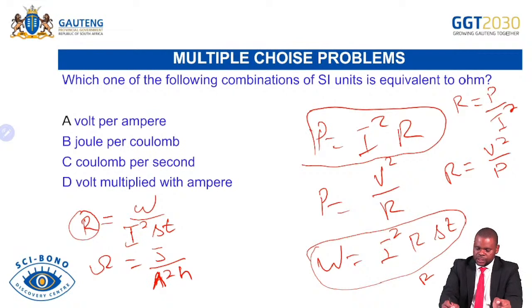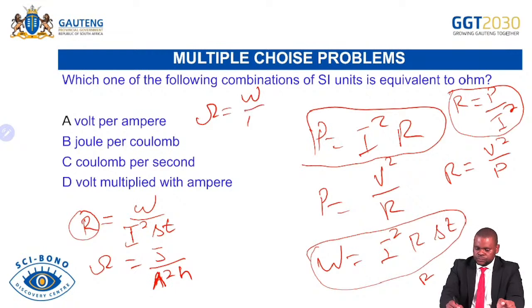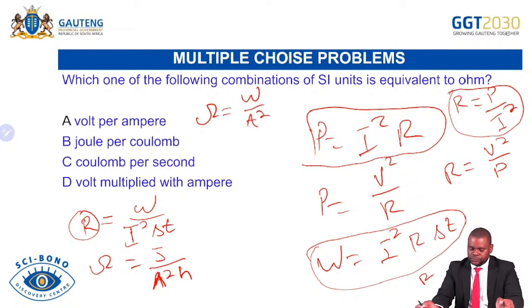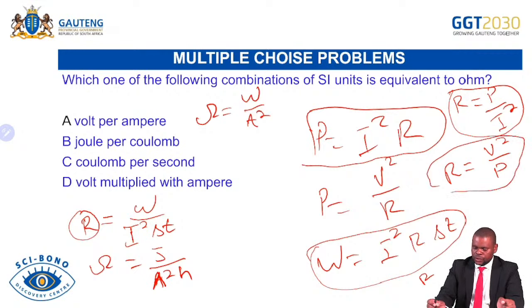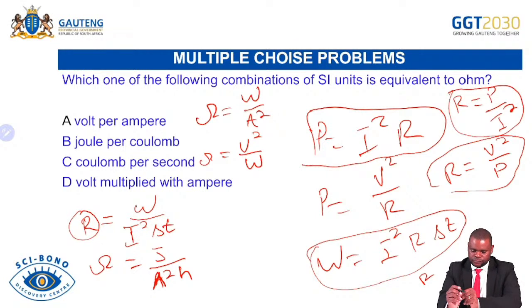And then we go here, this one. We know that ohm is equal to watt over ampere squared. Can you see? And then this one here, we're going to say ohm is equal to volt squared divided by watt. Can you see? Then let's check the answers that we have.